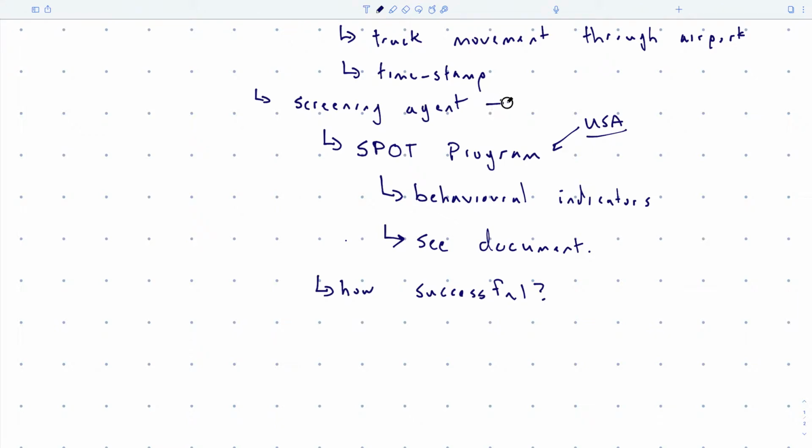The other thing I didn't mention is the screening agent needs to be trained. So they're trained under the SPOT program. What are the identifiers? They don't have that sheet of paper, and they're not looking at you and then looking at the sheet of paper, right? It's all in their head. And so they need to be able to identify things.